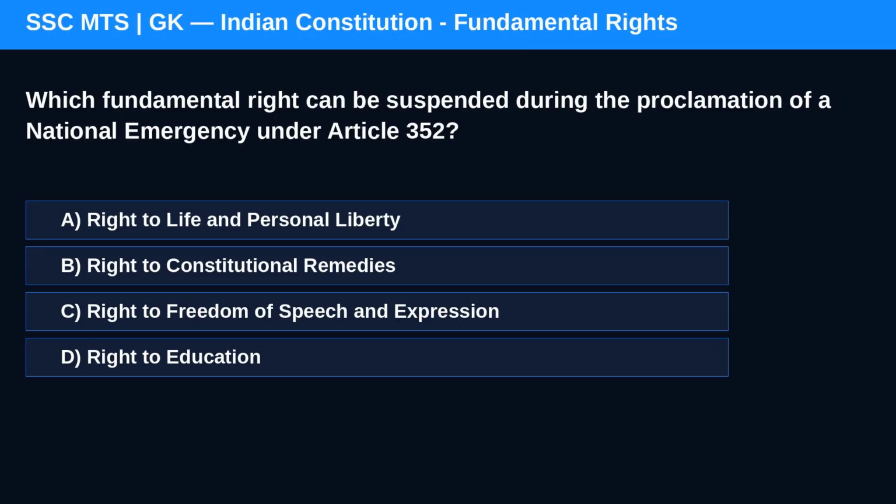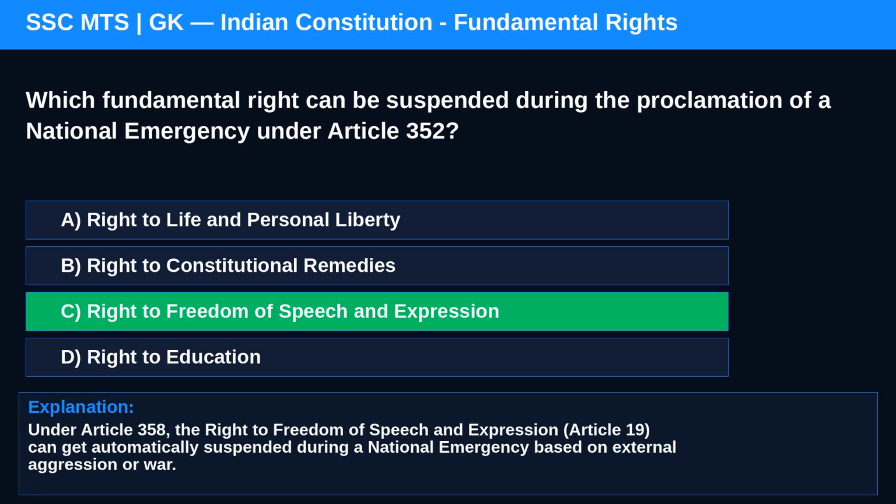Question 3. Which fundamental right can be suspended during the proclamation of a national emergency under Article 352? Option A, right to life and personal liberty. Option B, right to constitutional remedies. Correct answer is C. Under Article 358, the right to freedom of speech and expression, Article 19, can get automatically suspended during a national emergency based on external aggression or war.